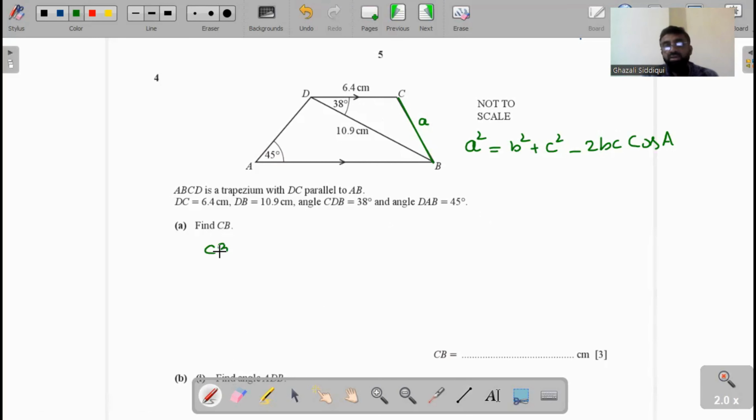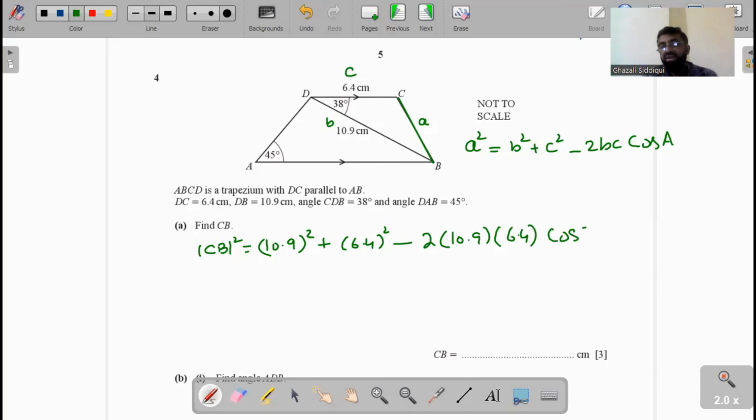Now CB squared will be equal to BD squared, this is 10.9 centimeters squared, plus this length, considered as c, 6.4 centimeters squared, minus 2 times b and c. It means 10.9 into 6.4 into cos 38 degrees, and we calculate it by using a calculator.